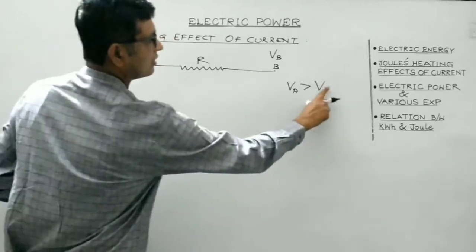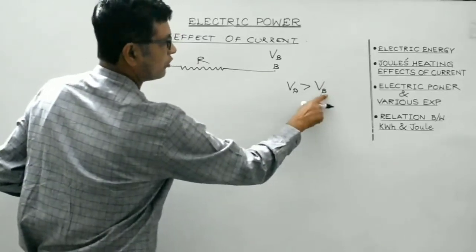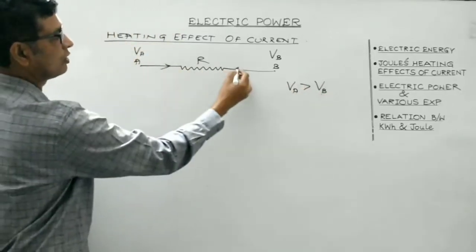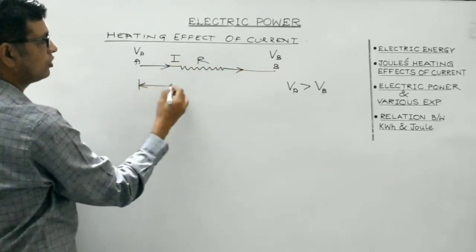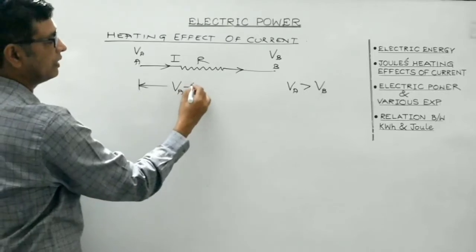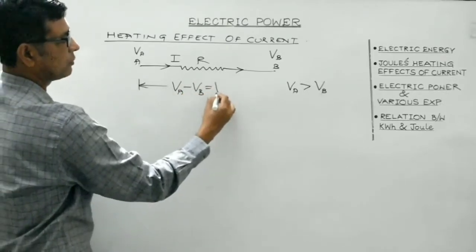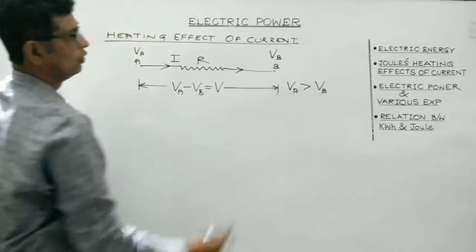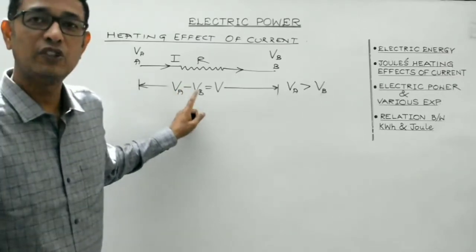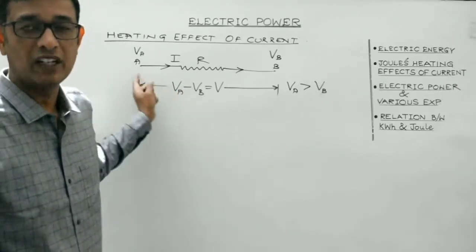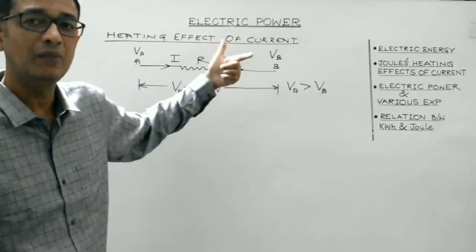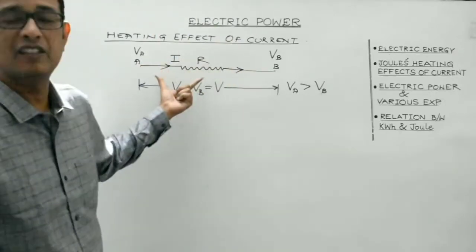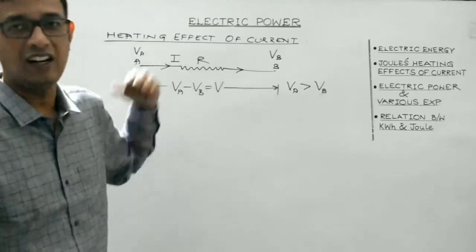Then you are aware the conventional current will always flow from higher potential to lower potential. So the potential difference would be VA minus VB. Let it be represented by V. So under the influence of this potential difference V, the current through the conductor flows from one end, that is A, to the other end of the conductor, that is B. And we have assumed the conductor to be offering resistance R.